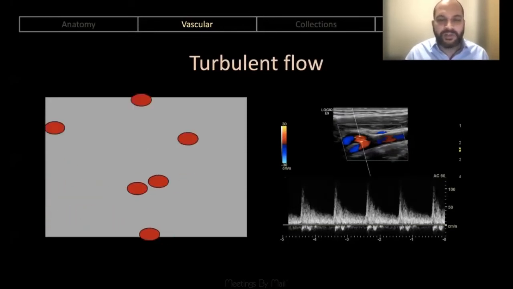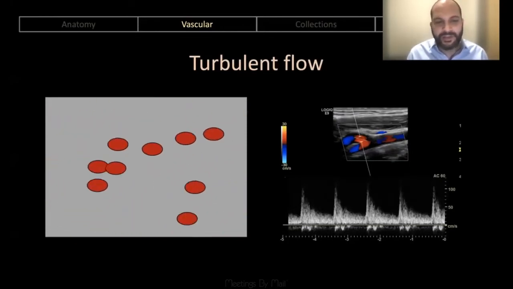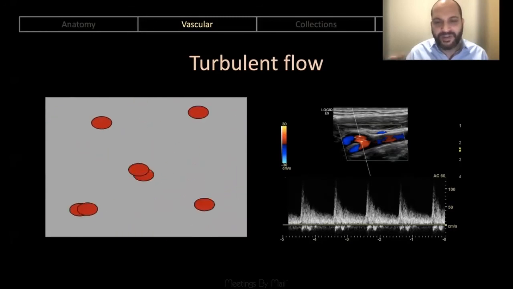And finally, turbulent flow is when they can go any velocity they want, any direction they want. You get that turbulence that occurs, and this is shown as complete filling in of the spectral window.